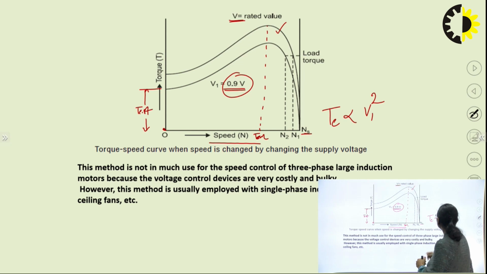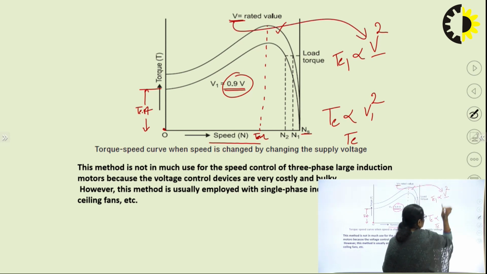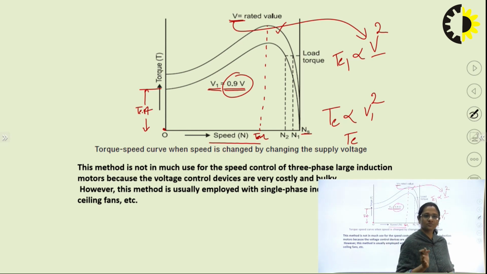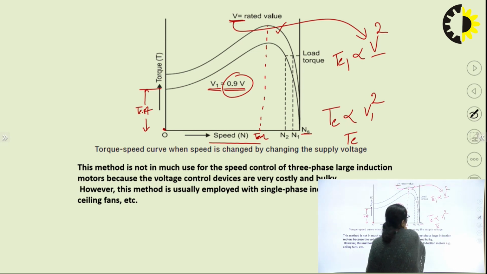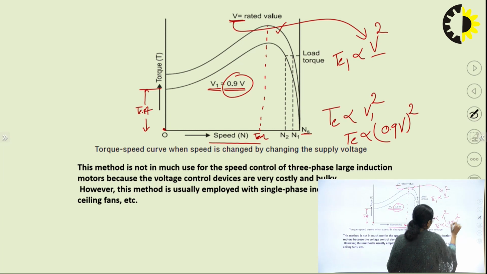What happened because of this? As we know that torque is proportional to the square of the voltage, under these conditions earlier, let it be TE1. Earlier, TE1 was proportional to the square of the rated voltage, where V was the rated voltage. Now, here the voltage is reduced to a value, say V1, where V1 is 0.9 times the rated voltage. So, I can write that the new torque produced would be proportional to 0.9 V square, which can be written as 0.81 V square. So, let it be TE2.